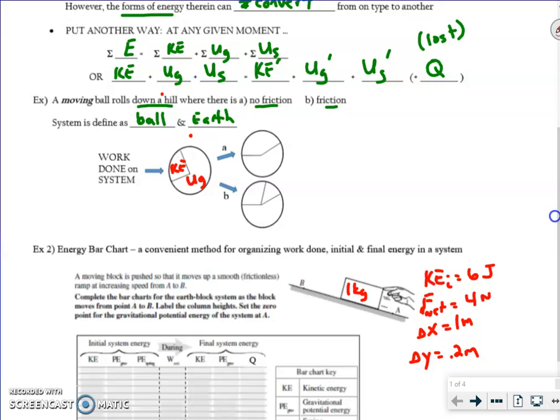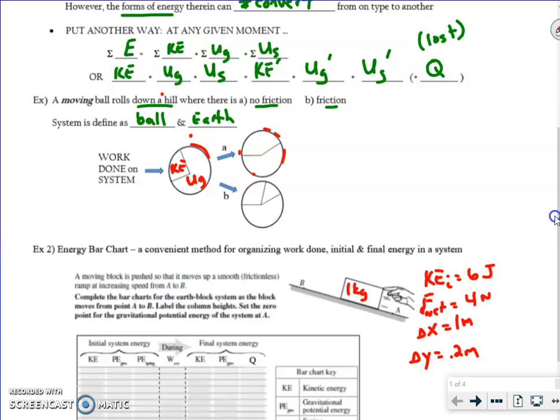So when it goes down the hill, there is no external work done on it. Okay, gravity is not external because we define the system as the Earth, or the Earth is part of our system. There's no friction, so the ground is not external to it. So what that means is this whole pie must stay the same. The whole amount stays the same. We're not going to add or subtract from the energy. However, it's going to shift.